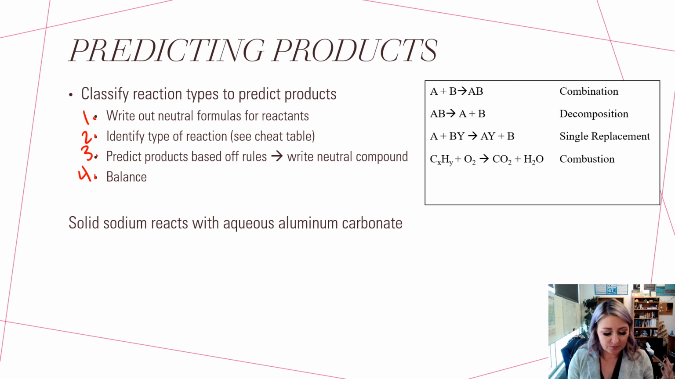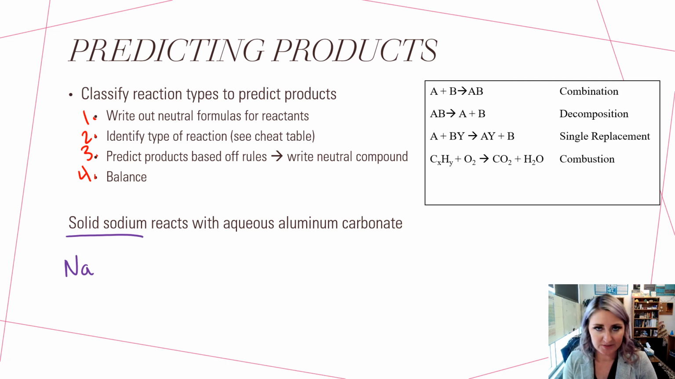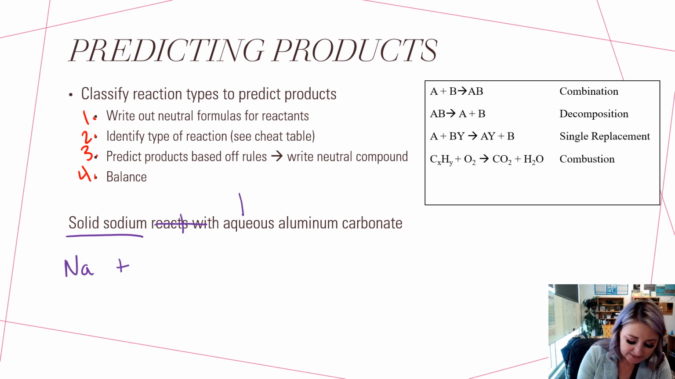So we will start off by reading this, and then we're going to write out neutral formulas for each reactant. Solid sodium reacts with aqueous aluminum carbonate. Whenever you see solid sodium, they're really just emphasizing that sodium is not with anything else. It's all by itself. Reacts with means plus. And aqueous tells us the state of matter, which we care about. Solid's a state of matter too. We can add that in if we want to, but that's not really your concern right now. We'll deal with that later.